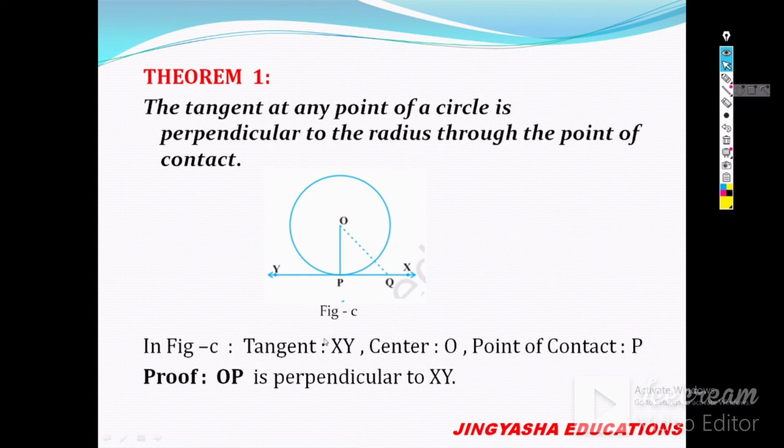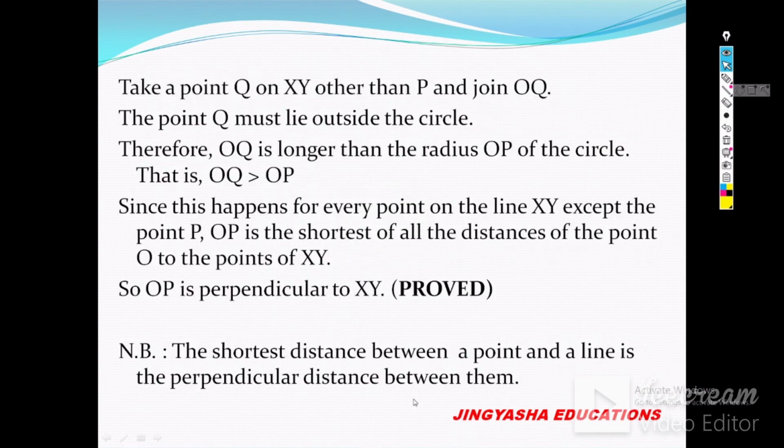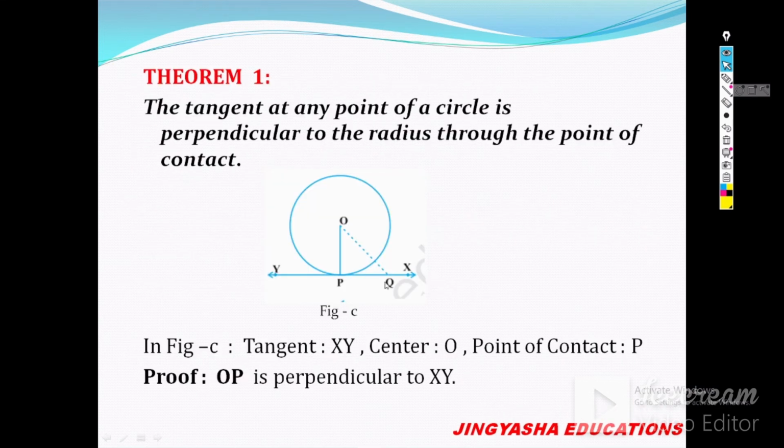So see, here the description of the figure is given. You can just go through it. Then we take a point Q on XY other than P and join OQ. So Q is a point on the tangent other than the point of contact. Now you join OQ, that is the center and that point. That point is a point on the line, and we have just one common point where it touches the circle; other points are outside the circle.